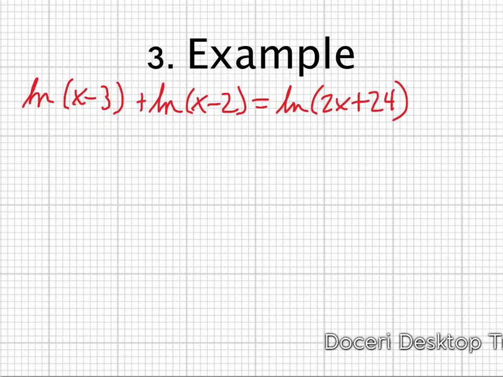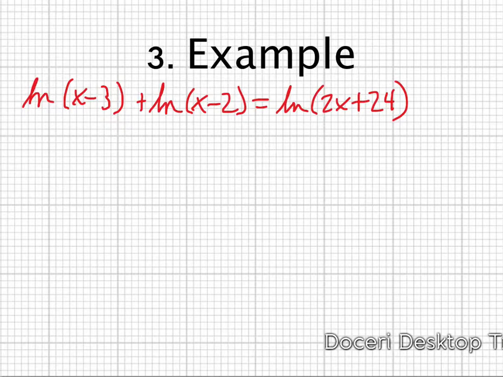You'll notice that the first term, natural log of x minus 3, is only valid if x is bigger than 3. Remember, you can't have the natural log of 0. So if x is equal to 3, this gives you a 0 value. So the natural log of x minus 3 only works when x is greater than 3. Same thing works for the second term: x has to be bigger than 2. And the last term only works if x is greater than negative 12. So if we require that x be greater than all 3 bounds, then all 3 terms will be valid. So if all 3 terms are valid, then the equation is valid.